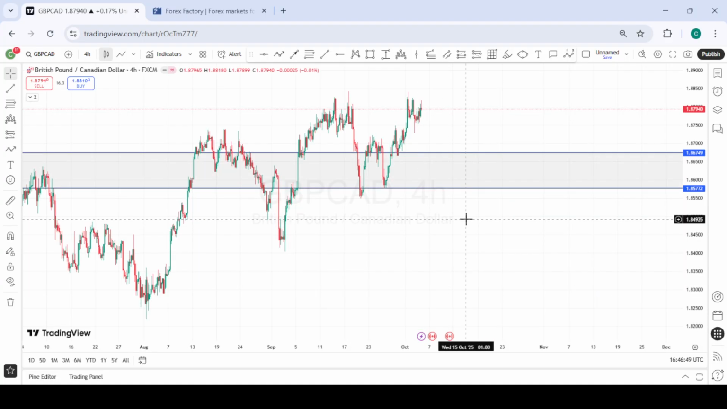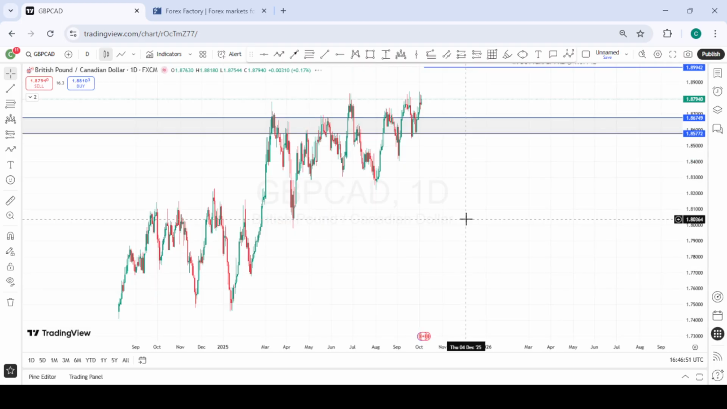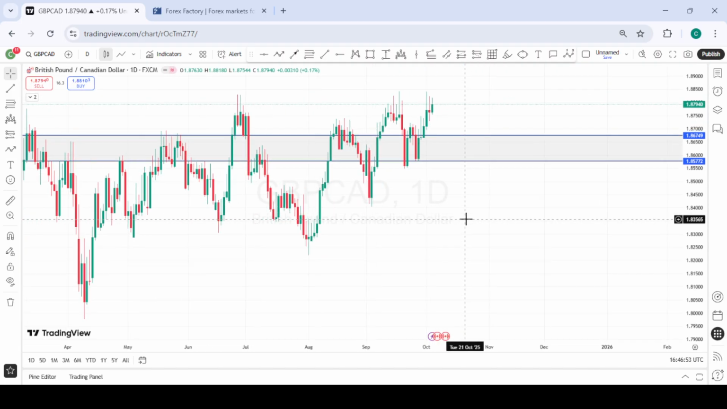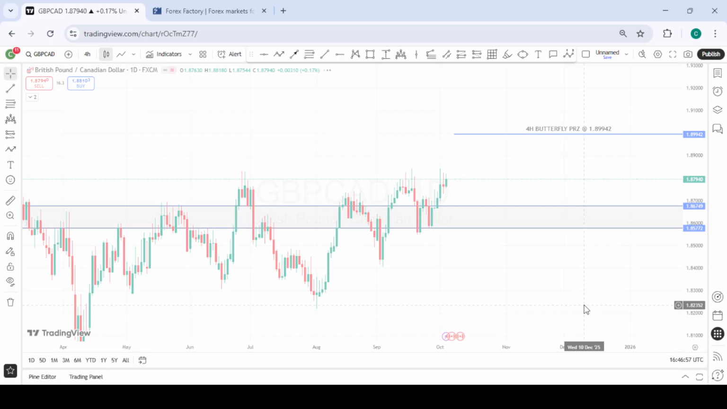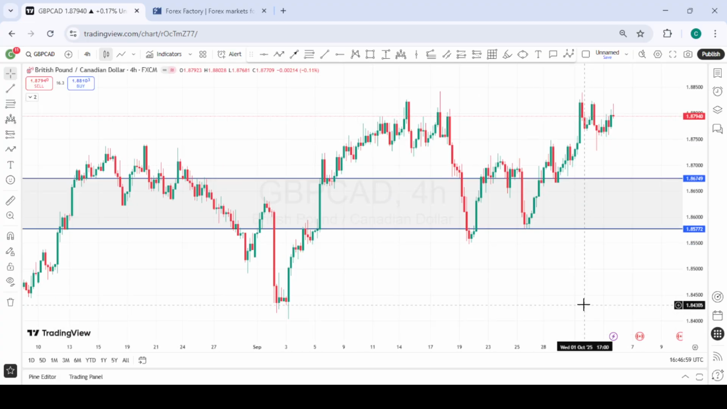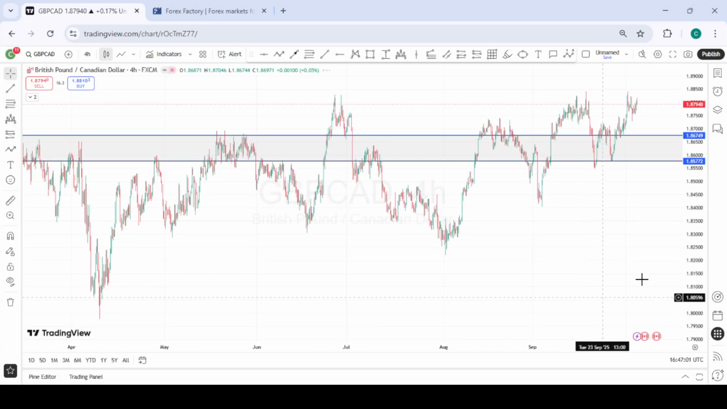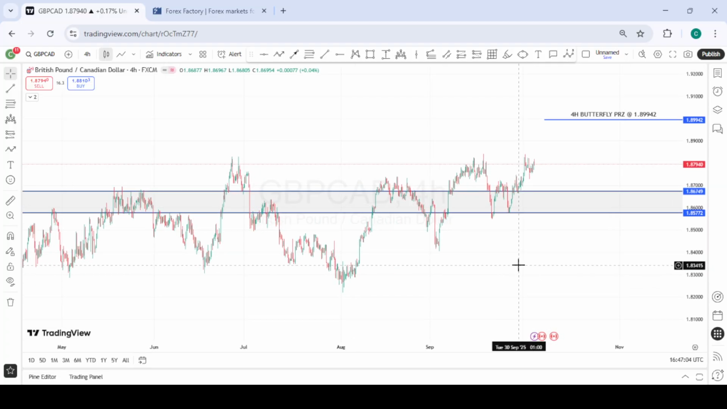We have here GBPCAD, and for GBPCAD we have this harmonic pattern forming, which is a possible butterfly pattern, and which is here to complete. So for the coming week, we'll be looking for buying opportunities to complete this pattern.